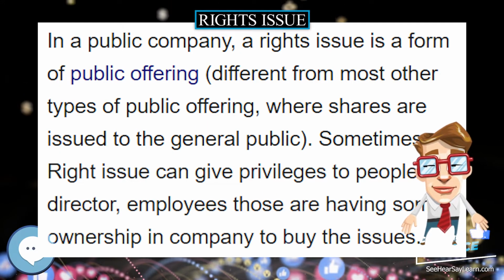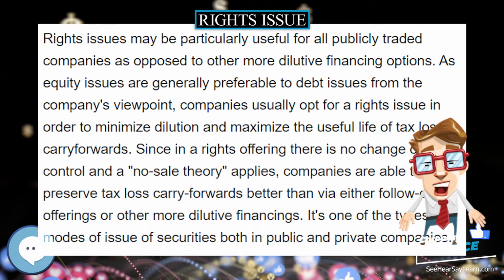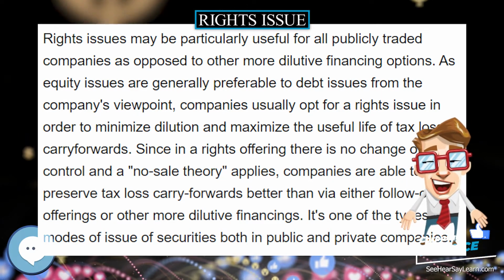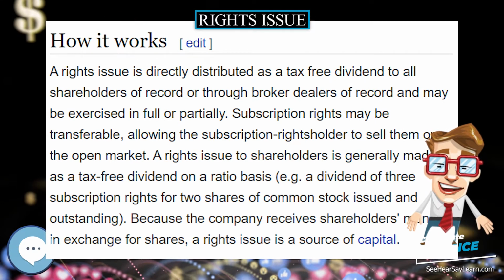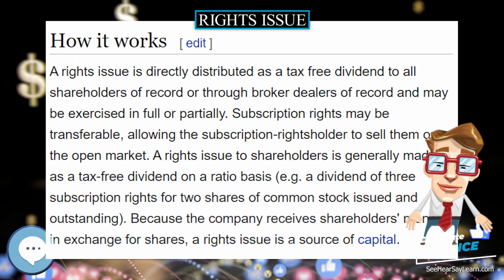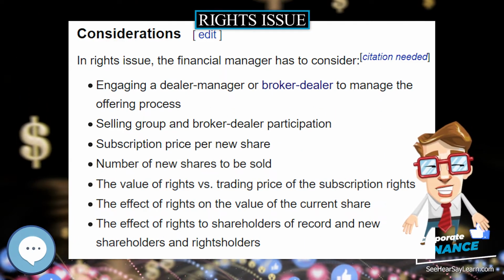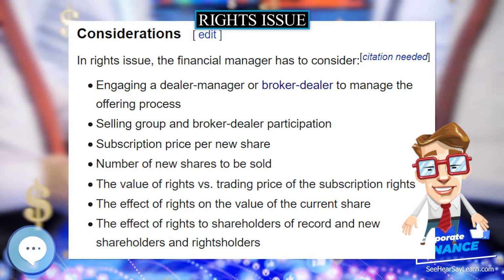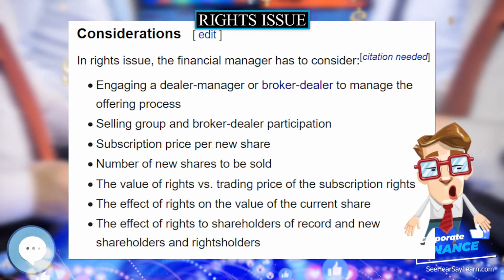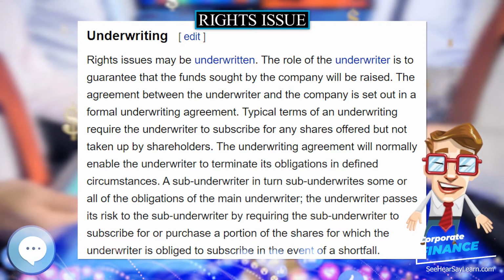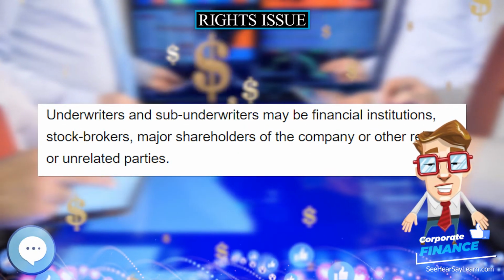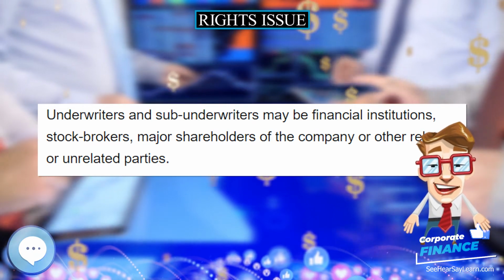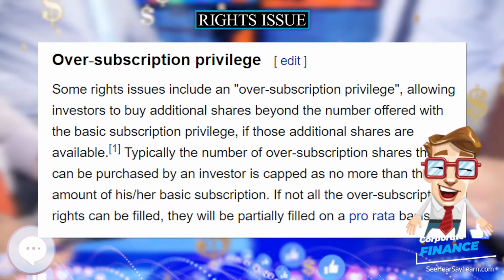With the issued rights, existing security holders have the privilege to buy a specified number of new securities from the issuer at a specified price within a subscription period. In a public company, a rights issue is a form of public offering, different from most other types of public offering, where shares are issued to the general public. Sometimes a rights issue can give privileges to people like directors and employees, those having some ownership in the company, to buy the issues.